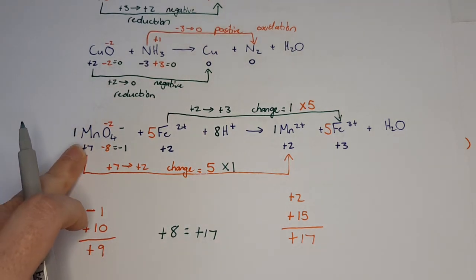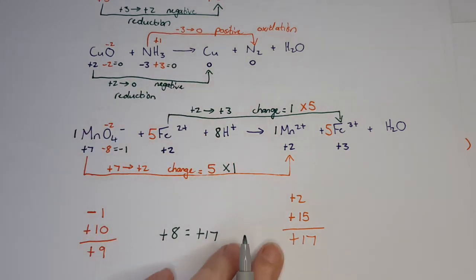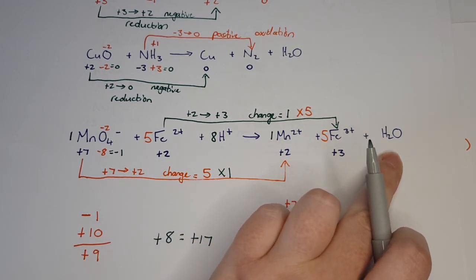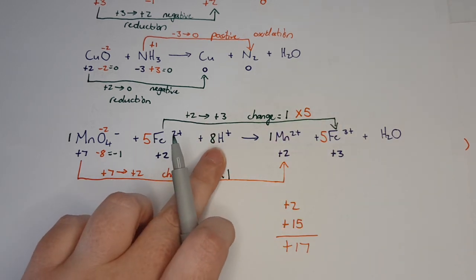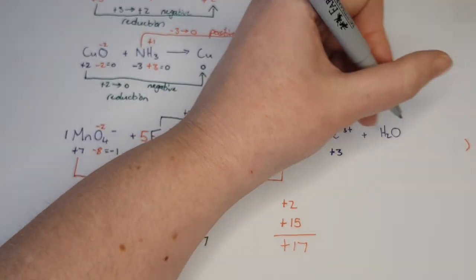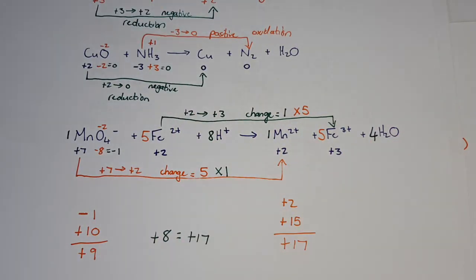So now I've got 1, 5, and 8 on this side. On this side, I've got 1 and 5. So the last thing that I need to balance is the water, and it's got the hydrogens on it. So all I need to do is look at how many hydrogens are here, and there's 8. So how many do I need here to make that 8? There's already 2 of them, which means I just need 4, because 4 times 2 is 8. And then the H's are balanced. So there I have now balanced my equation with my ions.